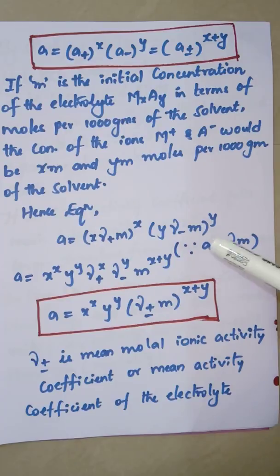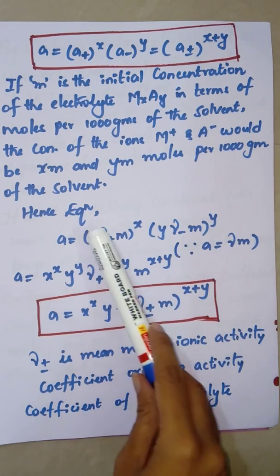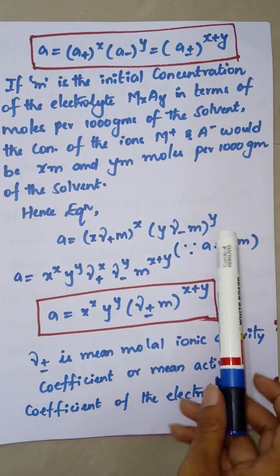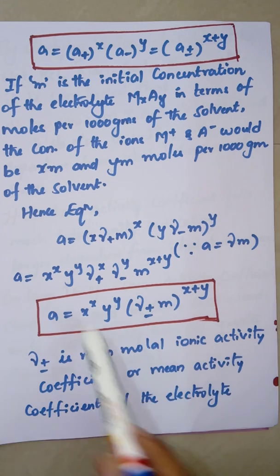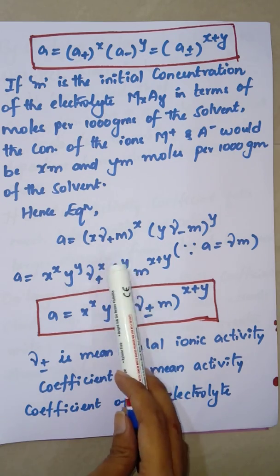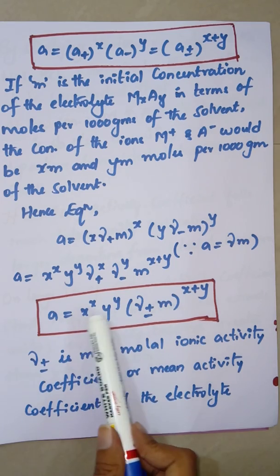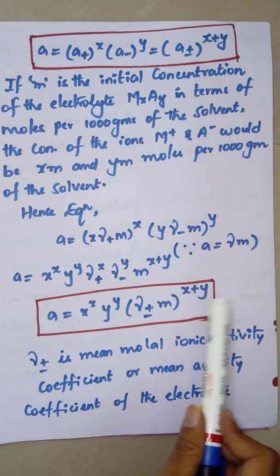Now we know that activity is gamma m, but we have the concentrations xm and ym. We'll just replace those values in the standard equation. So we'll get x gamma plus m power x, y gamma minus m power y. Why? Because we have considered this particular electrolyte, so you will be getting even the superscripts x and y. Right. So this you can write as A is equal to x power x, y power y, gamma plus power x, gamma minus power y, m power x plus y. The whole thing can be simplified as A is equal to x power x, y power y, gamma plus or minus m, power x plus y.